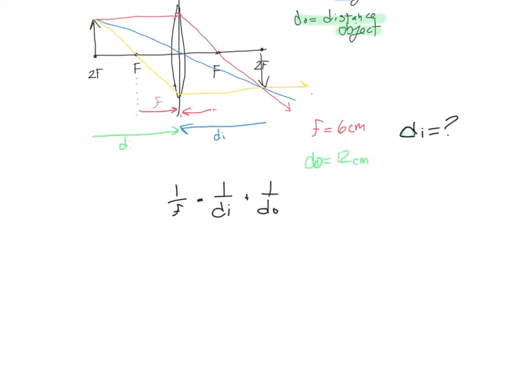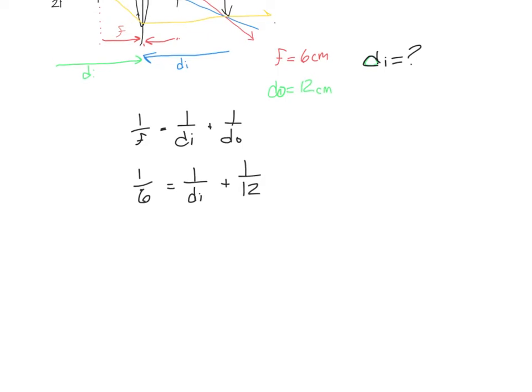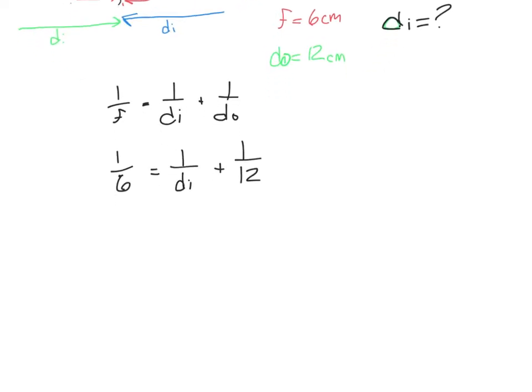What we can do now is go ahead and fill in my known variables. So this is 1 over 6 is equal to 1 over di. We don't know what that is, so I'm just going to leave it as di for now. And that will be plus 1 over 12 for distance of the object. And this is where we have to get a little mathy. Now, if you're comfortable with algebra, you should have no problem at all. And I would encourage you to pause the video and see if you can figure it out. If you are not comfortable with algebra, then keep watching and we'll do it slowly.